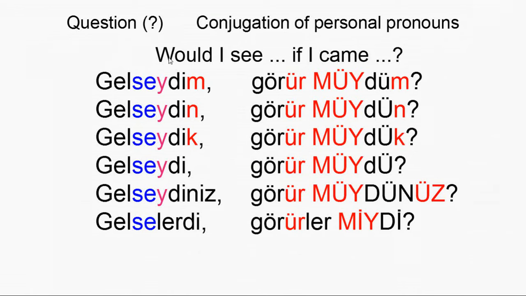So this is a question. Would I see if I blah blah blah came? So this is the example, guys. But of course, if I came, we put it at the beginning, then would I see at the end. All right? So this is the opposite in Turkish.